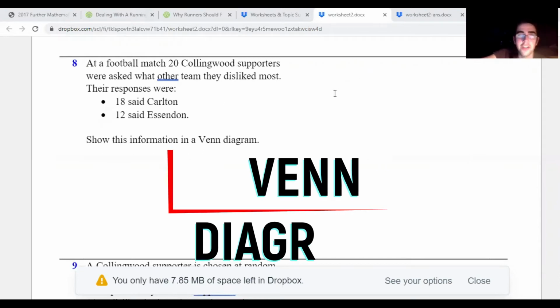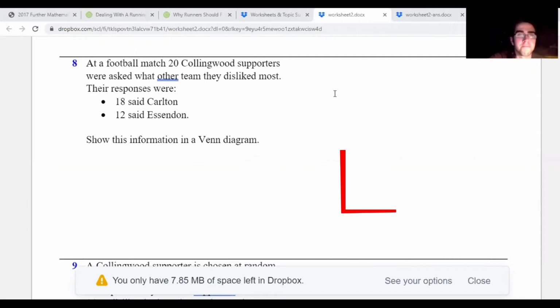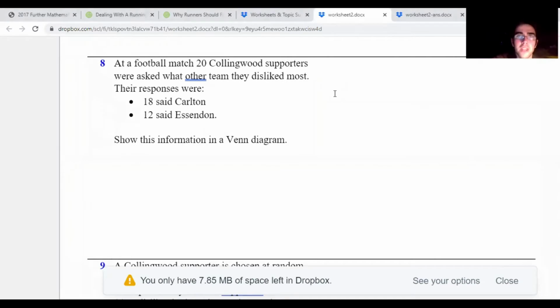Let's now have a crack at these probability questions. All right, so we've got a match. There are 20 Collingwood supporters, and they're asked about which teams they dislike, Carlton or Essendon. We have to show this information in a Venn diagram.